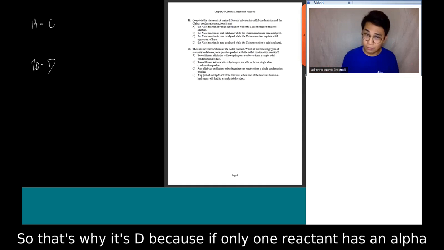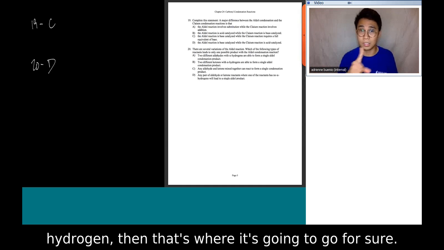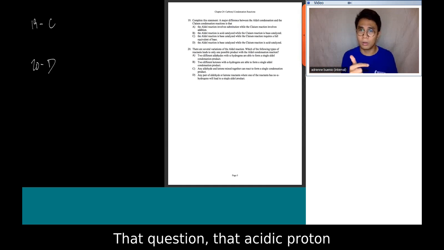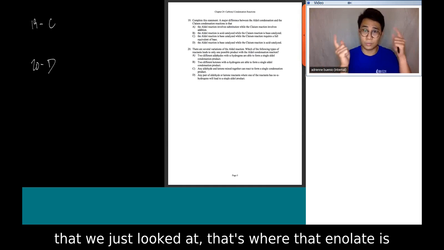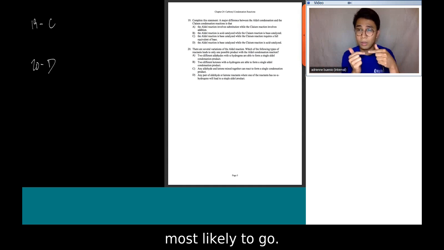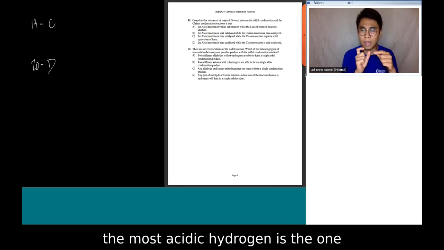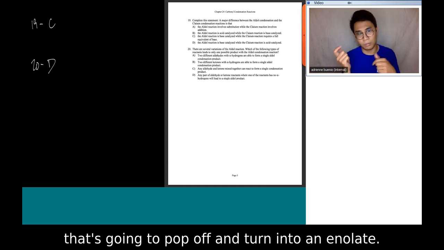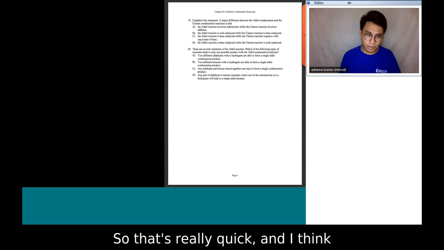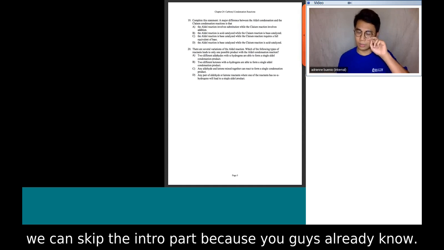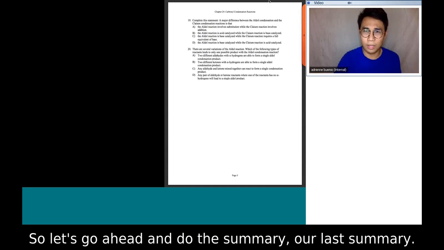So that's why it's D, because if only one reactant has an alpha hydrogen, then that's where it's going to go for sure, right? Like that question, the acidic proton that we just looked at, that's where that enolate is most likely to go, even though that has multiple ones. The most acidic hydrogen is the one that's going to pop off and turn into an enolate, right? Okay. So that was pretty quick, and I think it's because we skipped the intro part because you guys already know, right? So let's go ahead and do the summary.